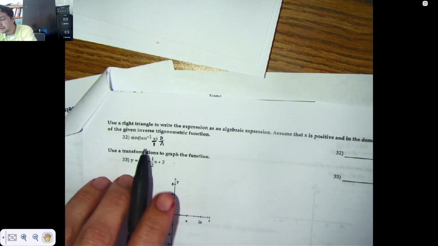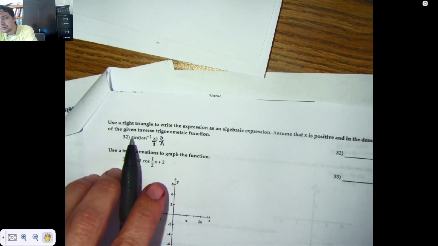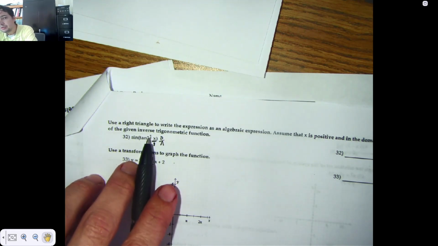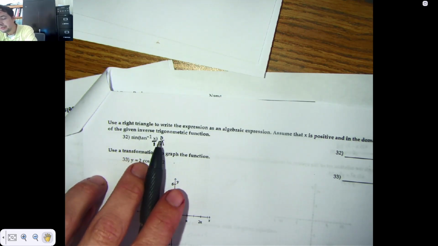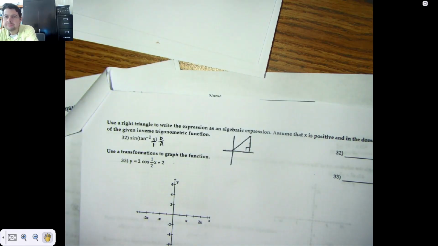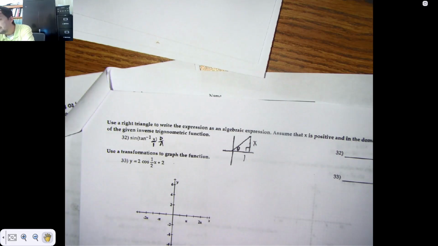I understand this is arctangent. This says what is the sine ratio of an angle whose tangent ratio is x over 1. That's all it says. Anyways, just assume you're in quadrant 1. These always are, because quadrant 1 is within the domain of arctangent. The tangent ratio is opposite over adjacent. By the way, you'd be right here. That's where your angle would be.